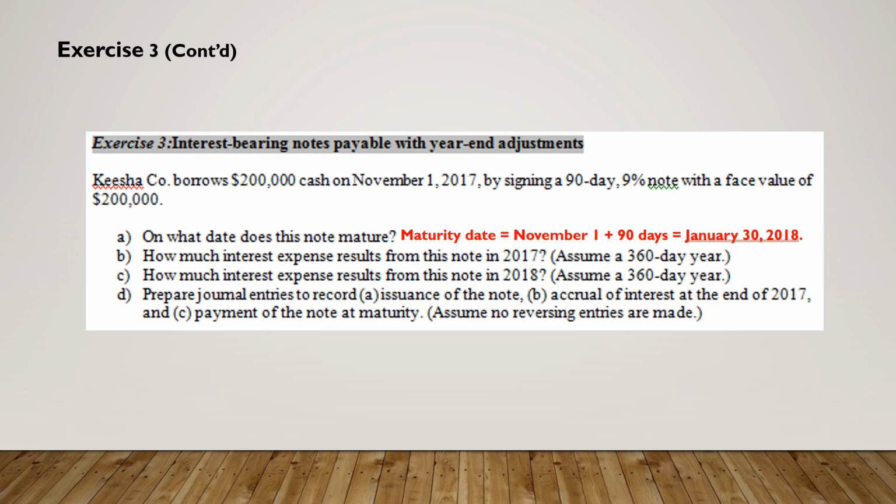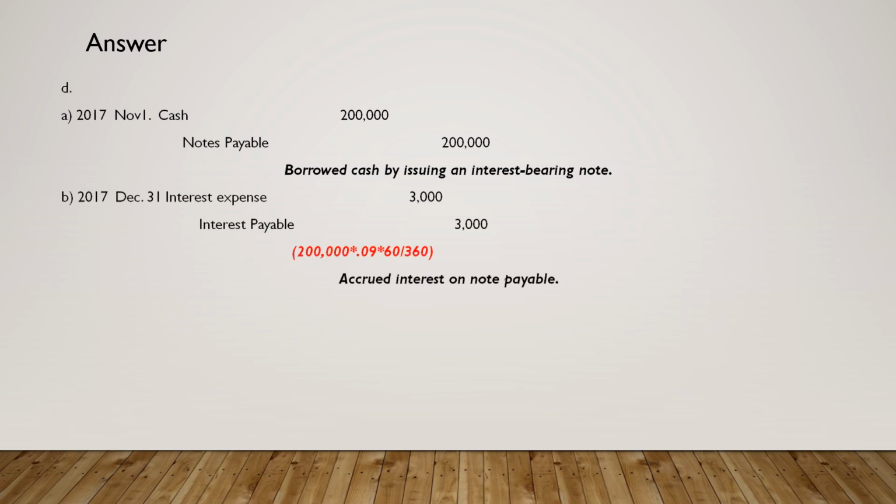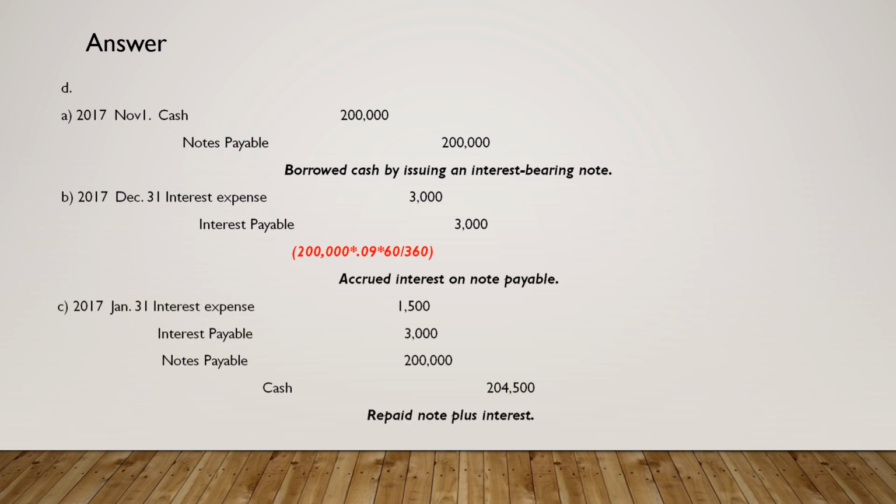Then I will make an entry for the payment of the note at maturity. On the maturity date, we will pay the principal, the face amount, along with the interest of the 90 days, the whole 90 days. Let's start with the entry for the issuance of the note on the date I borrow the loan. I will just say debit cash 200,000, credit notes payable 200,000. This is on November 1st, 2017, on the issuance date for the note.